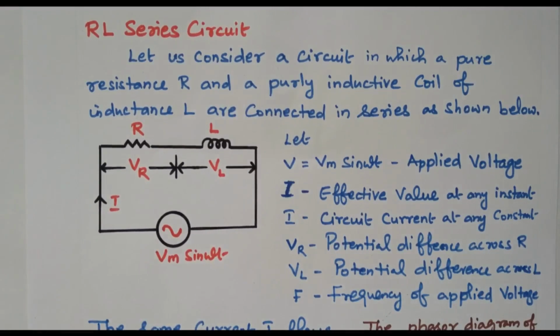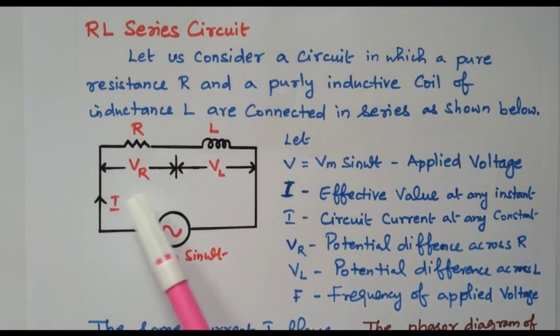Welcome viewers. In this video, we'll see the performance of the RL series circuit. When a pure resistance and pure inductance are connected in series, it is called the RL series circuit, energized by the AC supply voltage. We are going to analyze the performance of this circuit: the voltage equation, current, phase angle between voltage and current, power triangle, impedance triangle, and power factor.